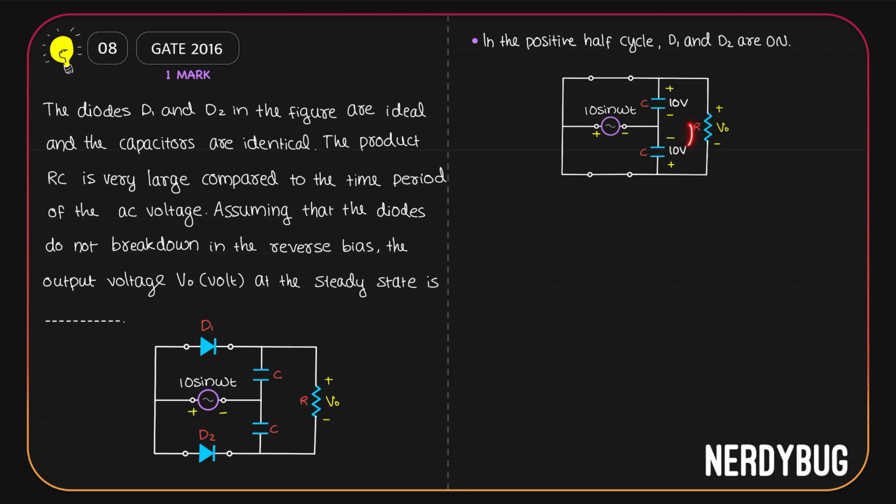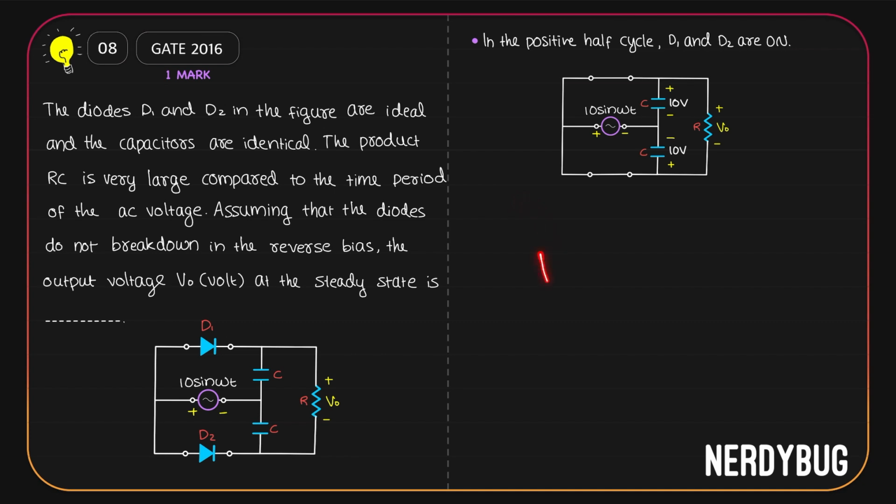Same thing happens with the other capacitor. It cannot discharge through the diode because that means current has to flow from the N side to the P side, which is not possible. It also cannot discharge through the resistor because RC is really large. So basically, when input decreases from maximum to 0, both capacitors will stay at 10 volt.